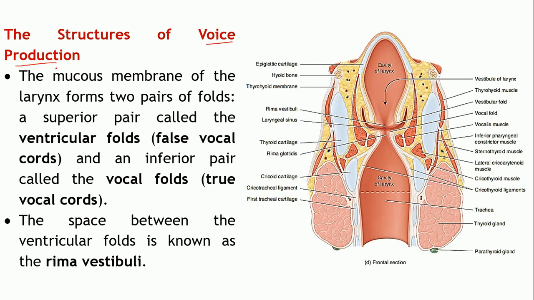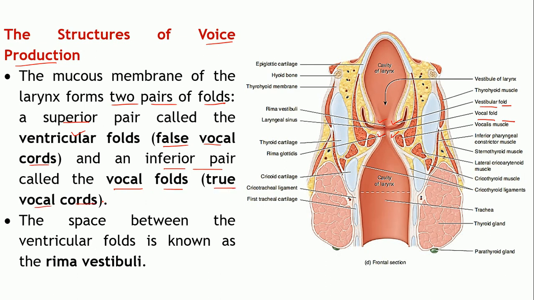So, there are two pairs of folds of the mucous membrane, right. The superior pair is known as the ventricular folds, or it is also known as the vestibular folds, or these are also known as the false vocal cords. This one, the vestibular fold, is paired in nature. And the inferior pair is known as the vocal folds, or these are also known as true vocal cords.